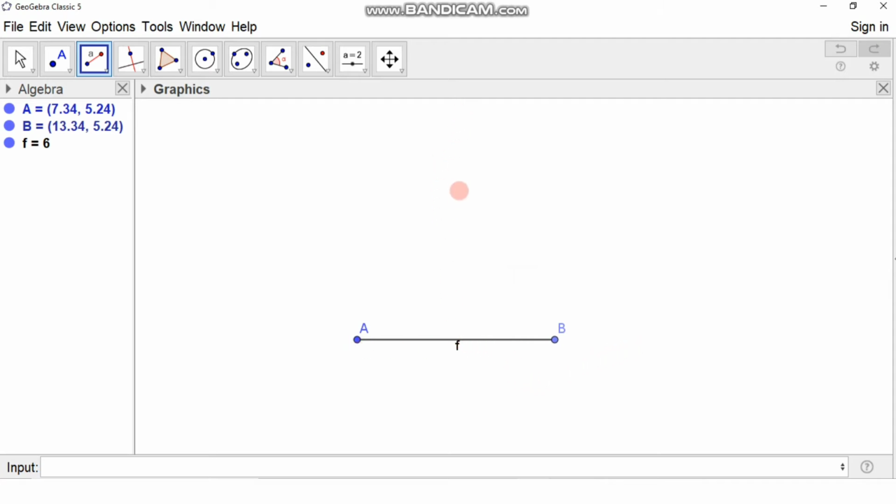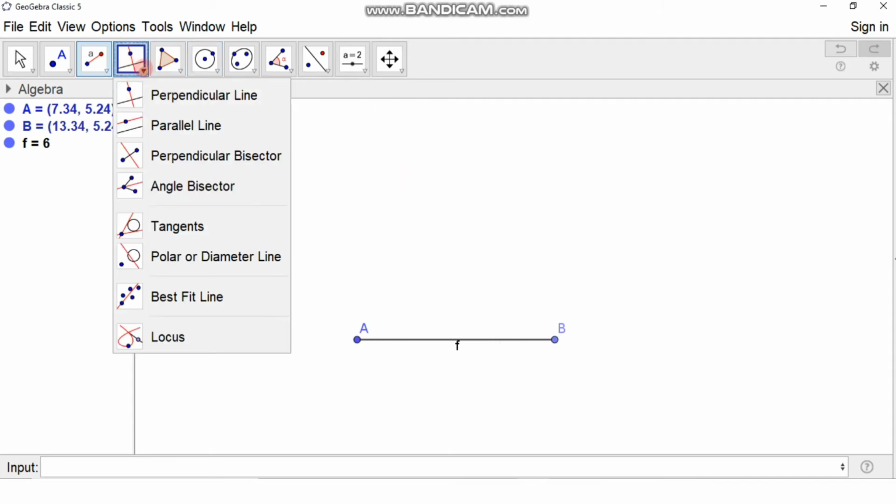Now we have to take any point above segment AB such that it must be equidistant from point A and point B, because we need isosceles triangle and we know that two sides of isosceles triangle must be congruent. So we must have one point above the segment AB equidistant from point A and point B. For that we use the perpendicular bisector, because any point on perpendicular bisector of a segment is equidistant from two endpoints of that segment.